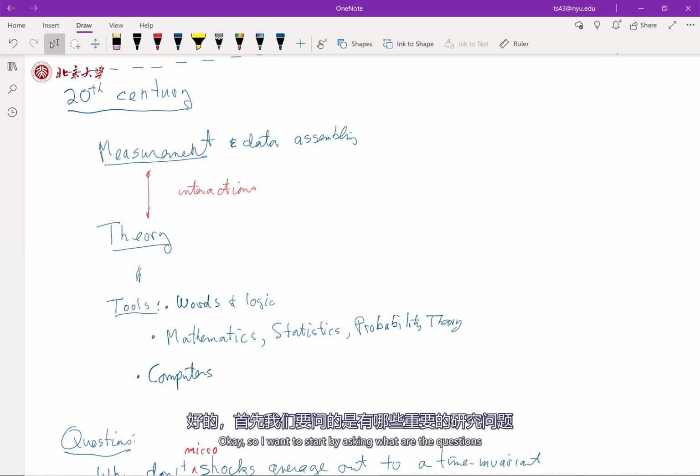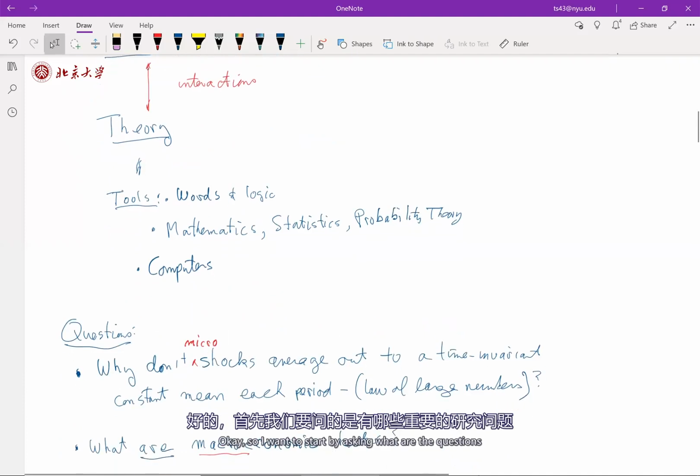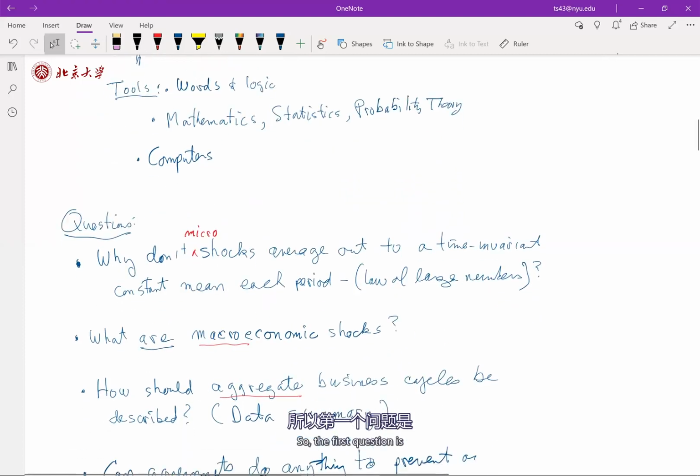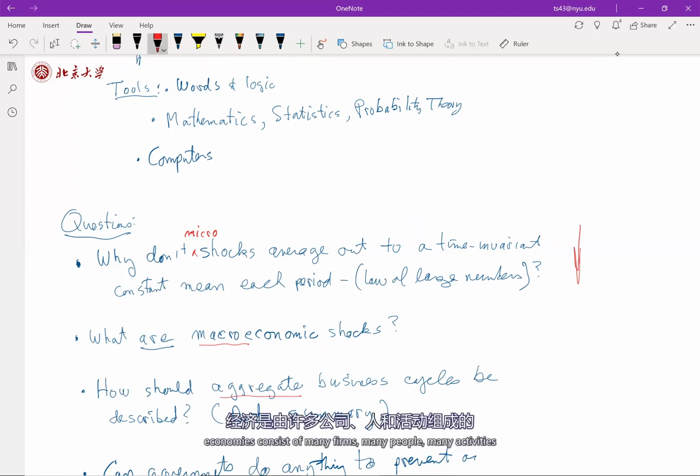Okay, so I want to start by asking what are the questions that the subject of macroeconomics, of business cycles, of recessions and depressions, booms, what are the questions? So the first question is, think about this. Why don't these economies, which consist of many firms, many people, many activities, with lots of shocks hitting things, weather shocks, health shocks, as we know now, but we'll come back to that, why don't these micro shocks just average out?